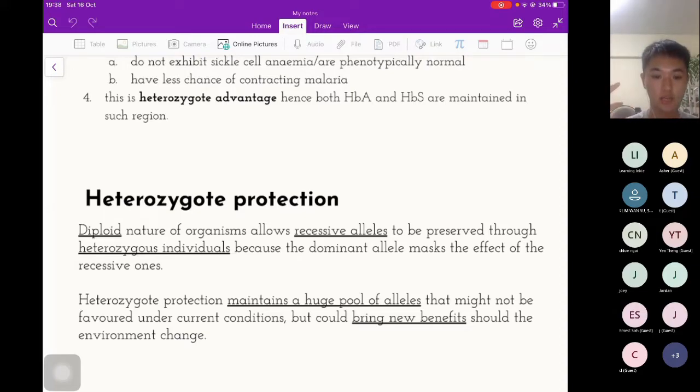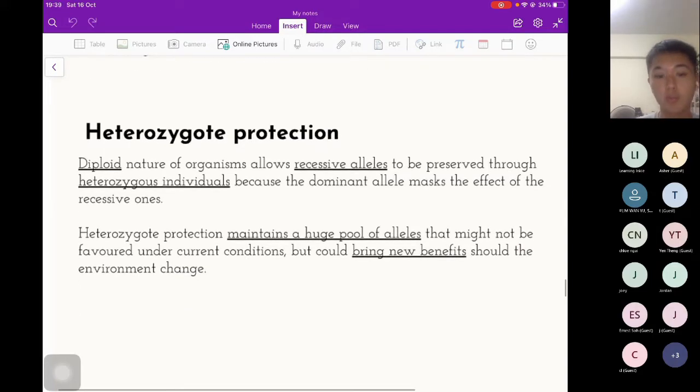The idea of heterozygote protection is that they can continue to pass down both your dominant and recessive allele. That is heterozygote protection. Okay? So what it allows for, or the advantage of it, is that it maintains a huge pool of alleles. That means both your capital A and your small letter a, or both your HBS and HBA, right? It maintains a huge pool of alleles that might not be favored under current conditions, but could bring new benefits in the future should your environment change.